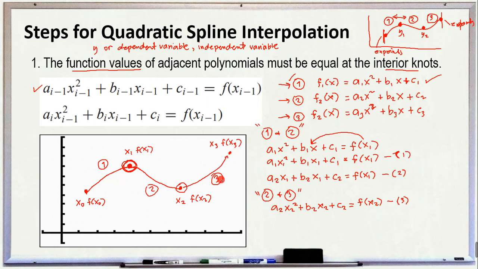Next, quadratic spline 3. So a sub 3 with x, it should be the same as a sub 2's x. So x sub 2 again there, squared, plus b sub 3 x sub 2 plus c sub 3 equals f of x sub 2. So we now have four equations.